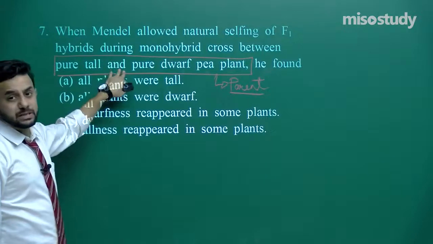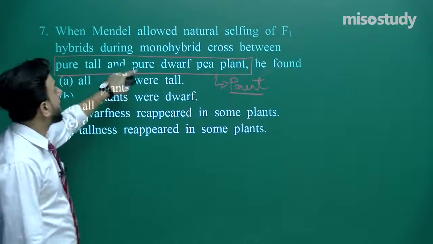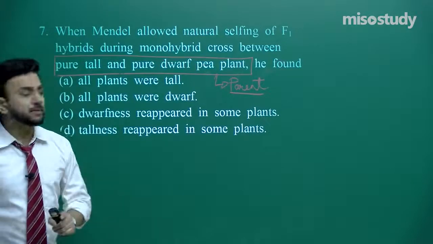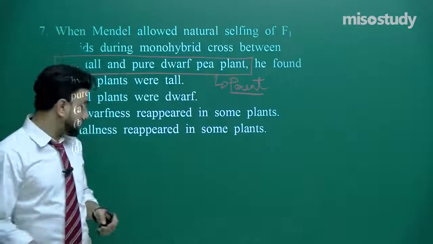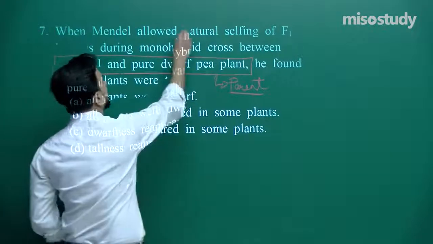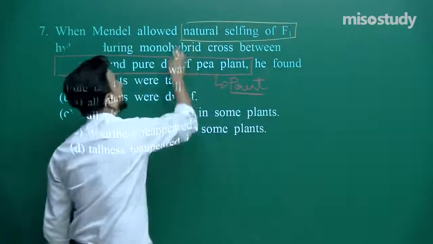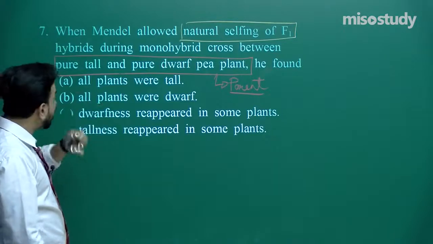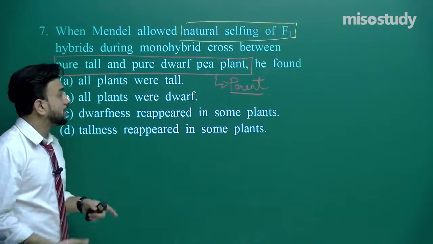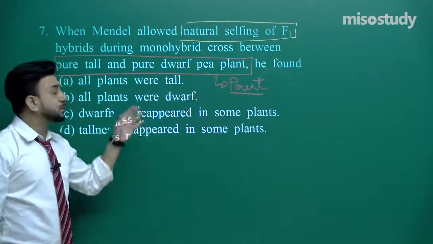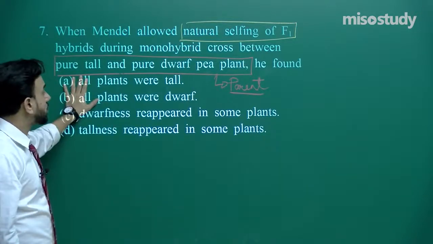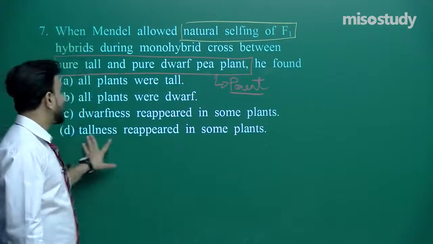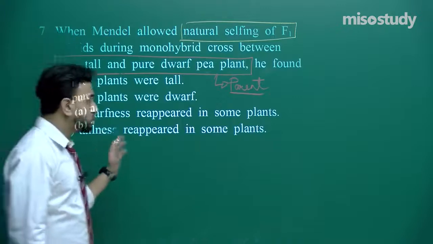Among these parents, the crossing will be done for a monohybrid cross, and whatever F1 generation offspring we are getting, we have to make them go through natural selfing, and then we will obtain the F2 generation. And then in the F2 generation, the question is asking what can be the probability among them. Will all the plants be tall? Will all the plants be dwarf? Dwarfness reappeared in some plants and tallness reappeared in some plants. So let us do this cross.